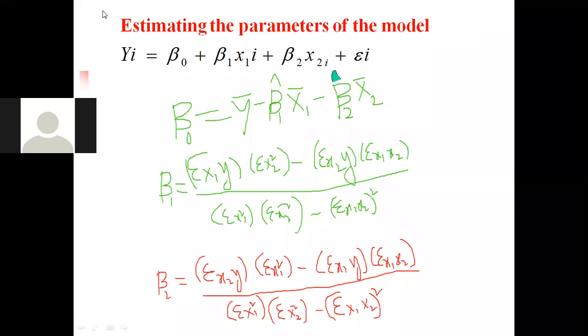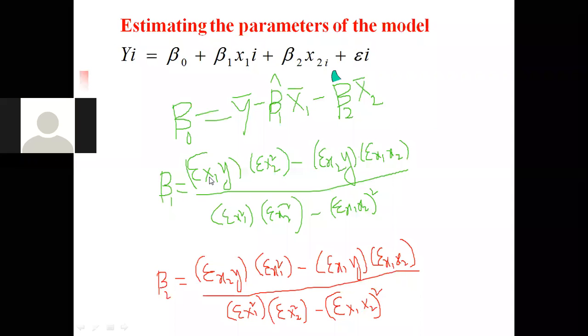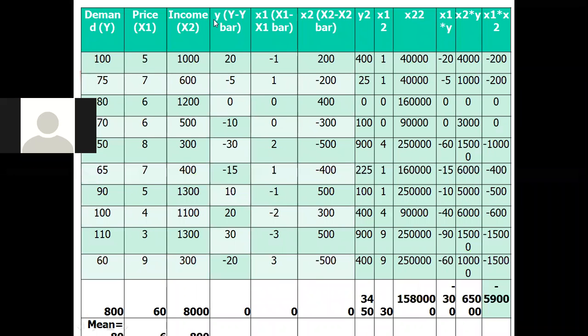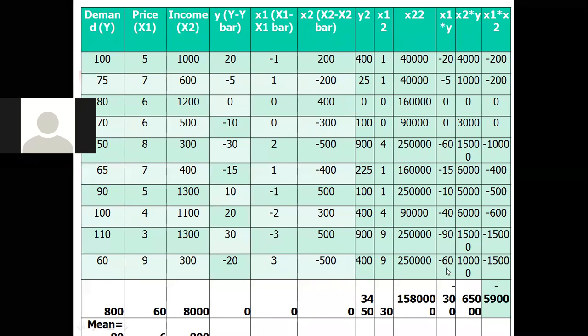After estimating that, we can estimate x1 into y. First we need to write small x1 into small y. Where is small x1 into y? We calculate it here. Small x1 is minus 1, and y is 20, so 20 into minus 1 is minus 20. 5 into 1 is minus 5. 0 into 0 is 0. Minus 30 into 2 is minus 60. Like this, x1 into y.